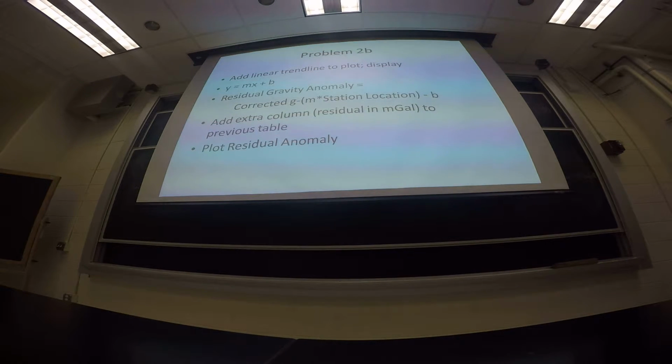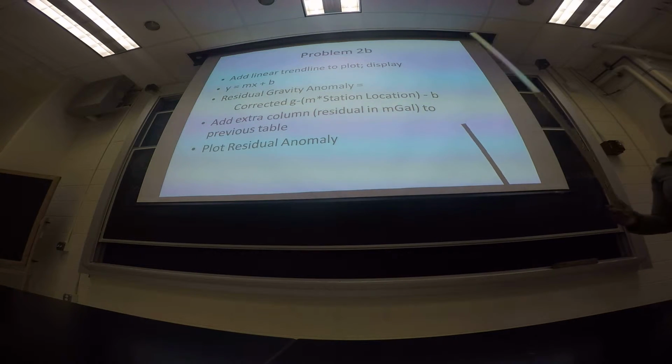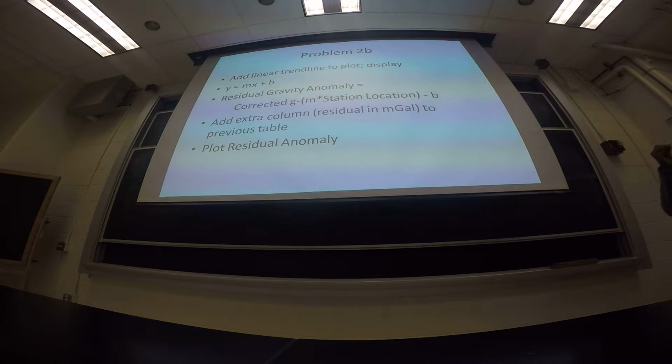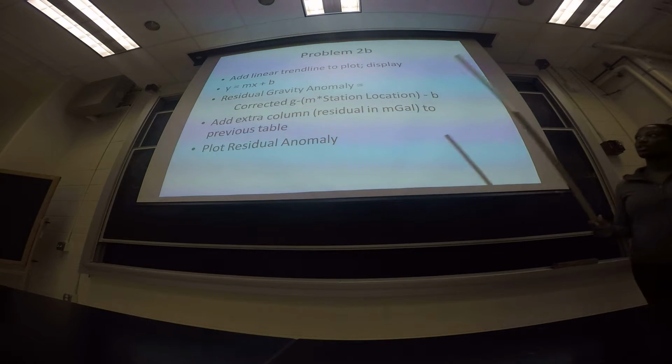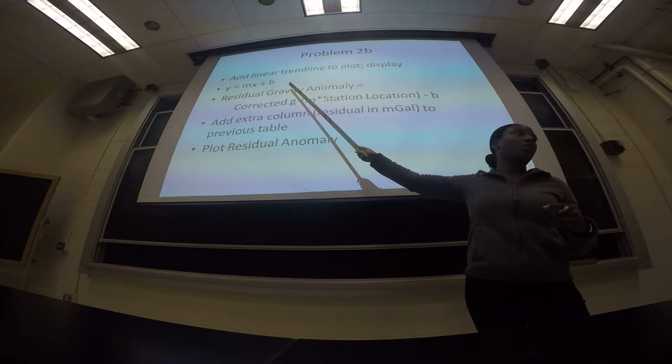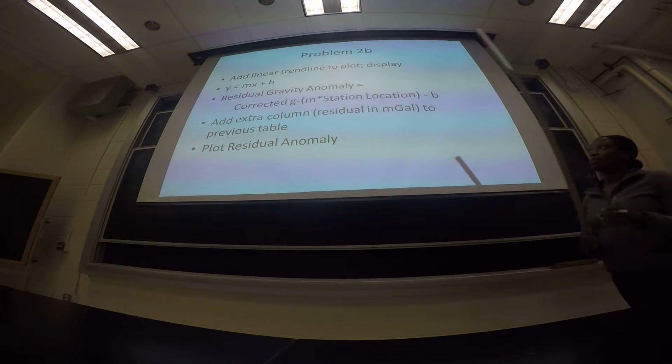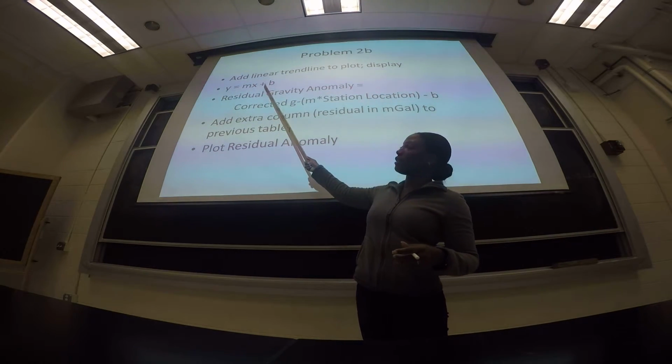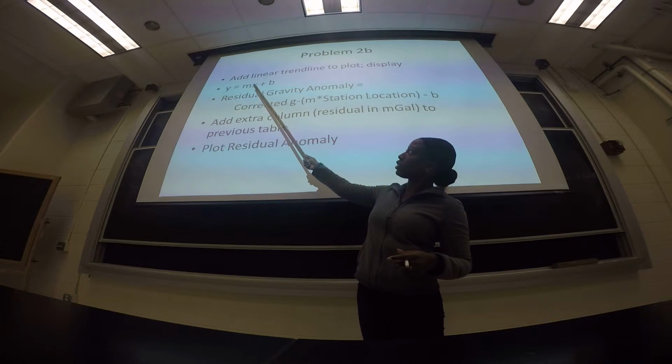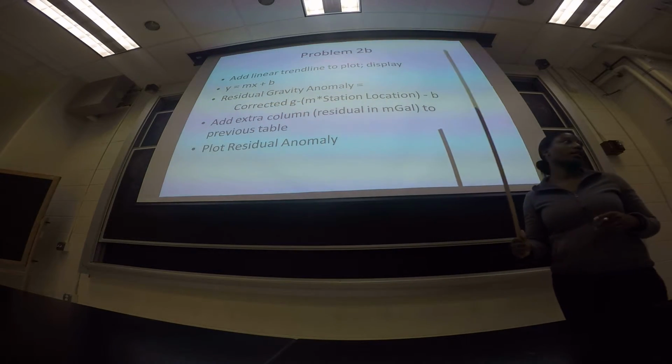Alright. So for problem 2b, I'm talking about Excel, but you can do that using MATLAB. You want to add a linear trend line to your plot and display it. So in Excel you add a trend line. You have an option of formatting your trend line, so you ask it to display your equation. It's going to give you y equals some value of m times x, plus some value of b. M is the slope and b is the y-intercept.